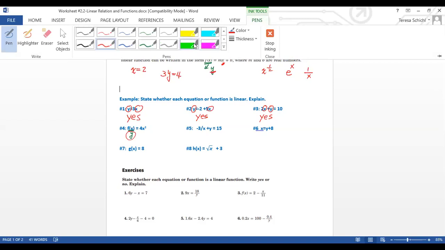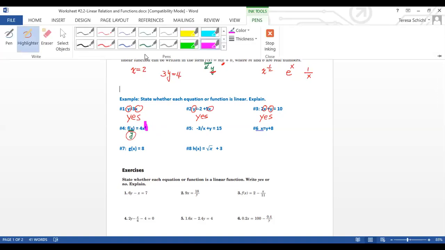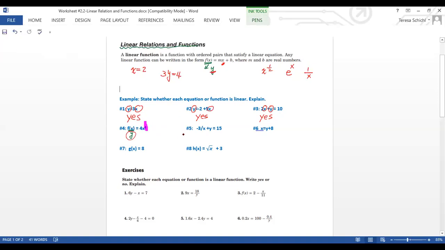Hey, what happened to the x here? I have an x what? X squared. I said, oh, I cannot have that. X has to be just by itself. I cannot have x squared here. So is this a linear function? No. All right, so this is not a linear function.